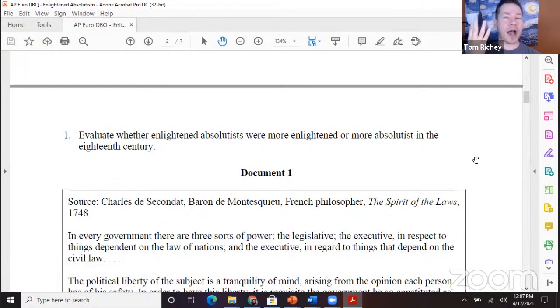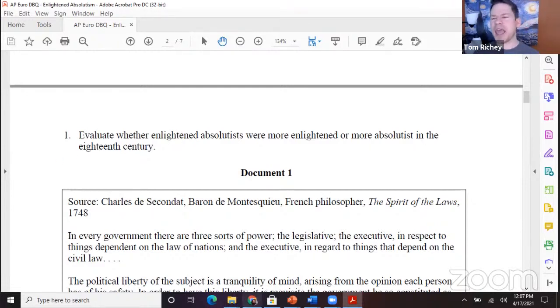I call this a trap: enlightened absolutism is a trap. Again: toleration of religious minorities, reform of institutions, absolutism, and patronage of the philosophes. That's going to be very important. So, evaluate whether enlightened absolutists were more enlightened or more absolutist in the 18th century.